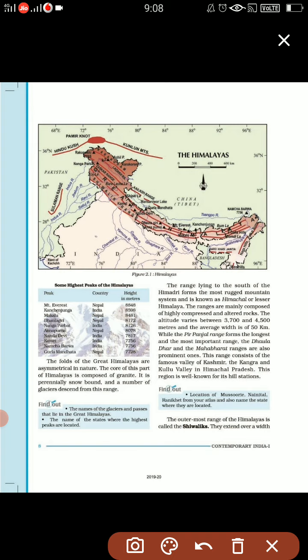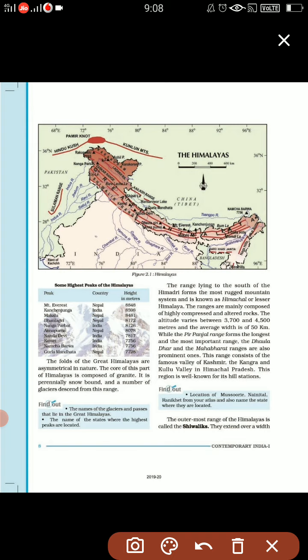Fine. The Himalayas represent the loftiest and one of the most rugged mountain barriers of the world. Loftiest means they are very high, and they have a rugged surface. They form an arc. So children, you can just see whether they are forming an arc or not. Yes, they are forming an arc.